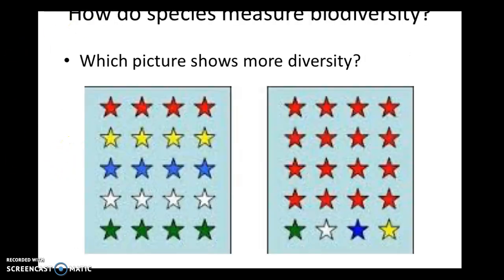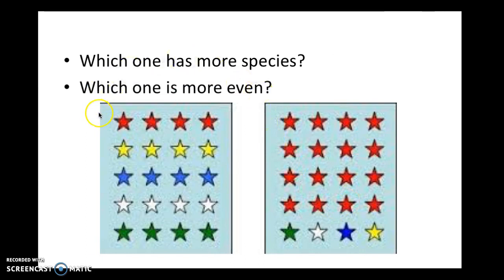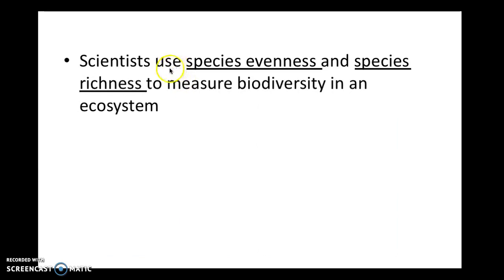So next we're going to talk about how scientists measure biodiversity. Here's an example. Which picture shows more biodiversity? We have this one and we have this one. When looking at this one, I see that it's more even, but we still have all the colors represented. In this one, we have far more red stars than other stars. So as far as species, both of these are even in richness. But as far as evenness, this one wins. And that is one measure that we can use to measure biodiversity.